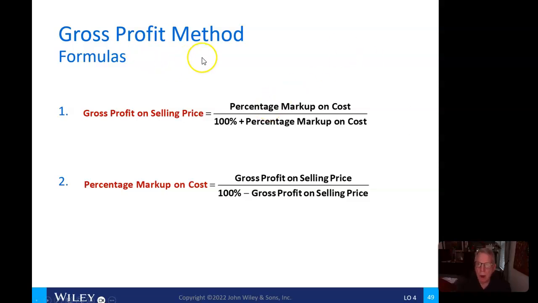Okay, so those gross profit formulas you probably want to keep in your notes: the gross profit percentage on selling price is the percentage markup on cost divided by 100% plus the percentage markup on cost. Now the percentage markup on cost here is going to be the gross profit on the selling price divided by 100% minus the gross profit on the selling price. That's what we just did in the prior slide. Okay, so you want to keep those formulas handy for the homework.